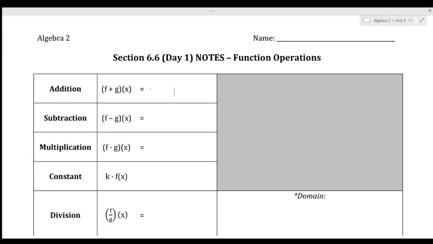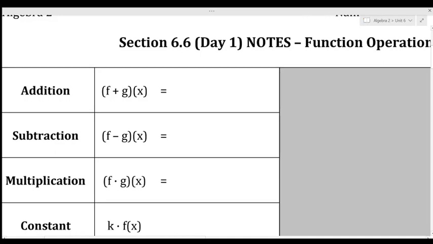So for addition, if we have f plus g of x, what that is rewritten as is f of x plus g of x. Okay, this is just fancy notation to shorthand this stuff on the left here. And then the stuff on the right is how we rewrite it expanded. So, for subtraction, we have f minus g of x. This is rewritten as f of x minus g of x. Okay, nothing crazy, nothing fancy.